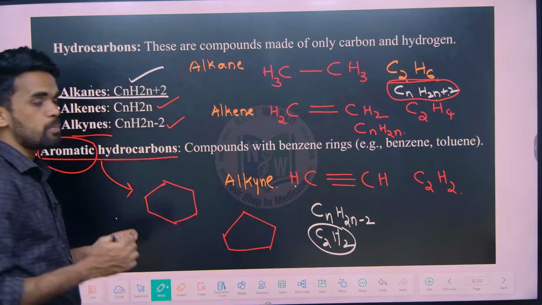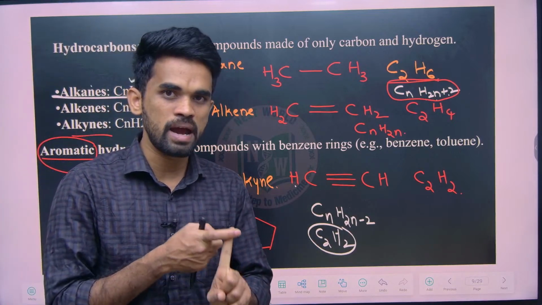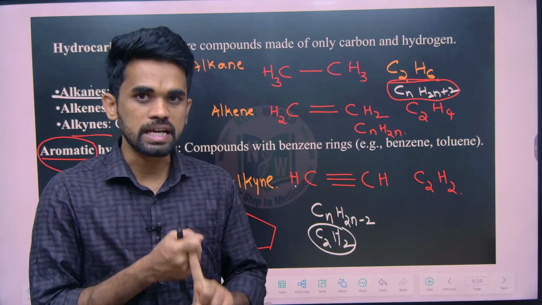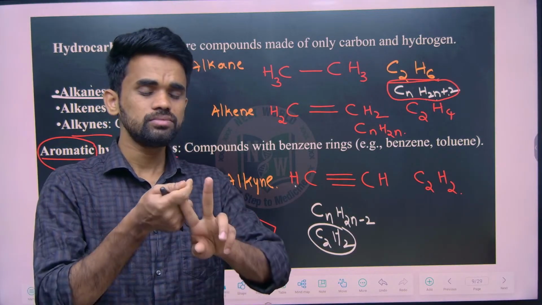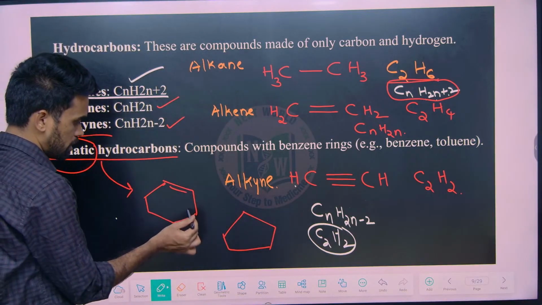And the compound must be unsaturated. Whenever you hear the word aromatic, it should be cyclic and there should be unsaturation. Unsaturation means what? Here I am writing, see, pi bond.